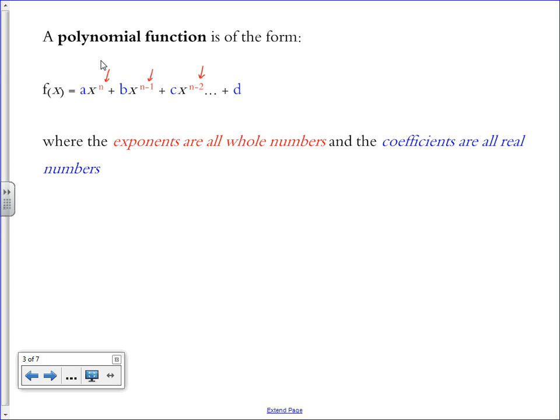And then it mentions that the coefficients are all real numbers. Coefficients are our blue letters, our A, our B, our C, our constant term at the end. They have to be real numbers, nothing imaginary. I would write down this definition so you have it thoroughly in your notes.